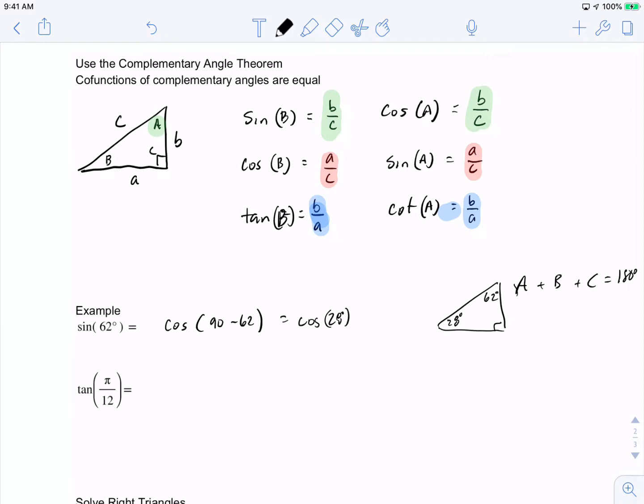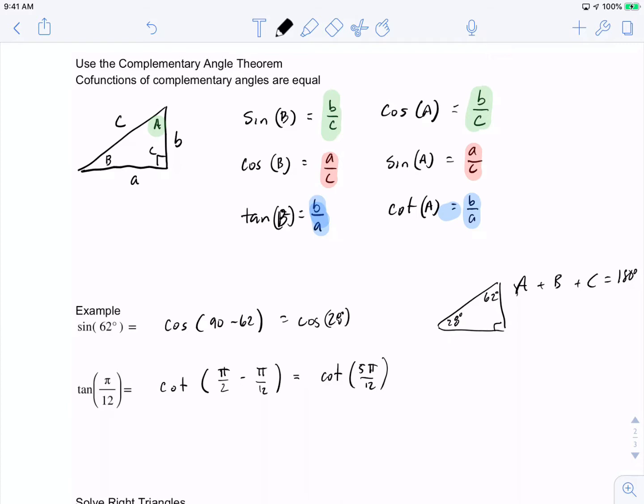So in this case, tangent of pi over 12, then that would be cotangent, and 90 degrees in radians is the same as pi over 2, and that minus the pi over 12 would give us cotangent of 5 pi over 12, and that is equal to tangent of pi over 12. Again, just this complementary angles theorem.